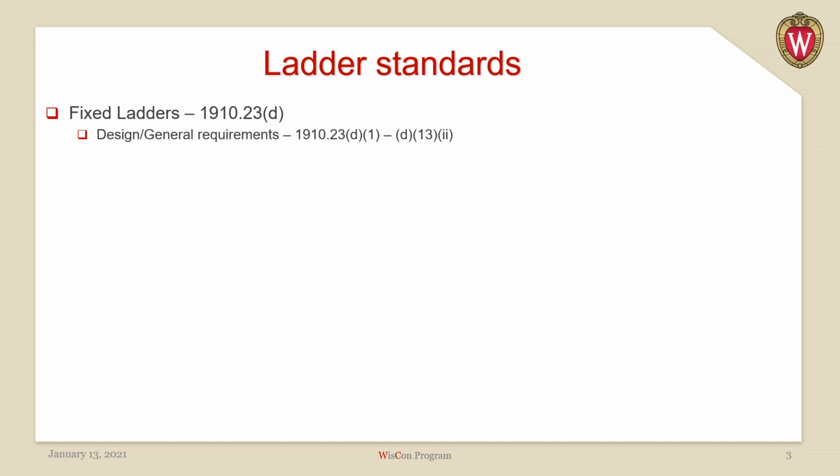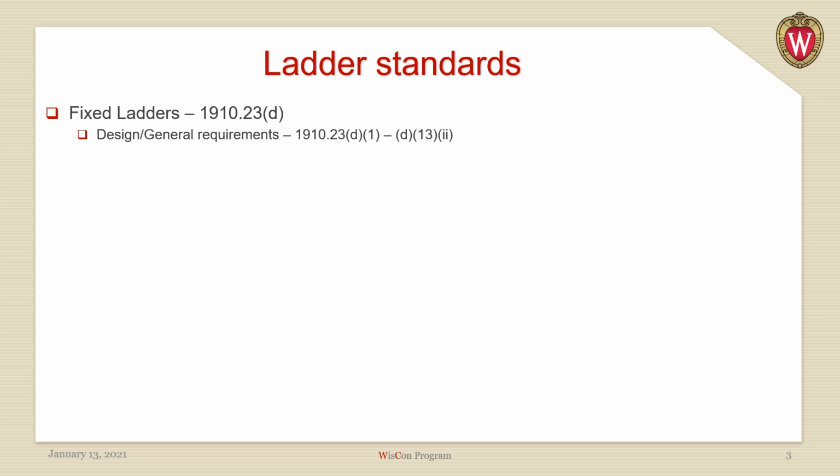As we move forward, we look at the next section, which is your fixed ladders, found in 1910.23 subparagraph D. This lays out the design and general requirements of fixed ladders, from 1910.23 subparagraph D1 through D13(ii).